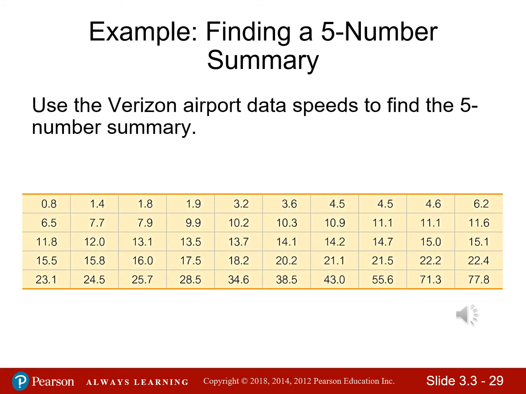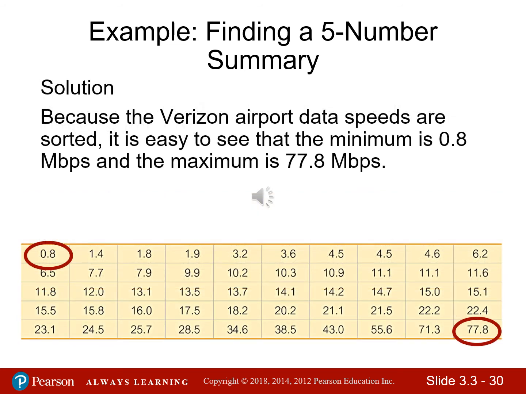Let's find the 5-number summary of our Verizon Airport data. Because our Verizon Airport data speeds are already sorted in ascending order, it will be easy to find the minimum value and the maximum value. Here we can see that 0.8 is our minimum value for our data set, and 77.8 is our maximum value for our data set. So we now have 2 out of the 5 numbers for our 5-number summary.